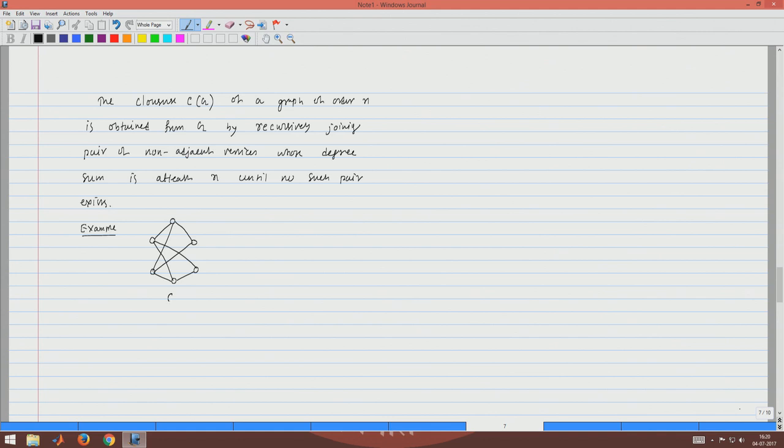So, this is the graph G given, and the number of vertices is equal to 6. Now, I compute the closure of this graph, that is C(G). Well, the closure of this graph is obtained as follows. This is the same graph I am drawing again. These are the edges of the original graph G.